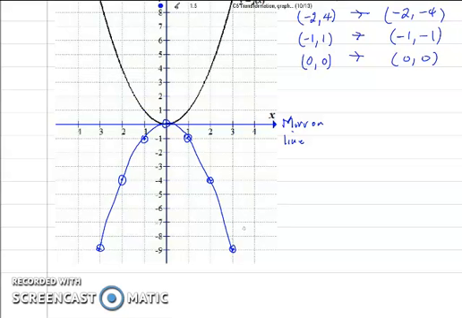All right, so this is the graph of y is equal to minus f of x. And again, we can obtain the graph of y is equal to minus f of x by reflecting the graph of y is equal to f of x in the x-axis.